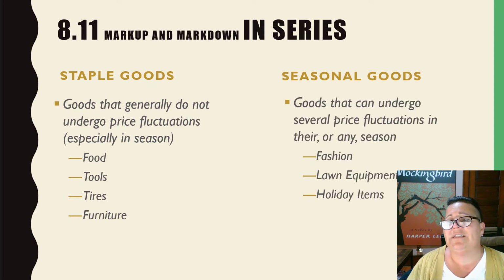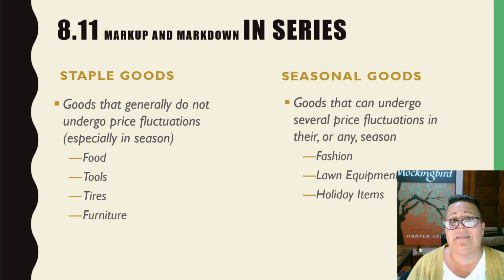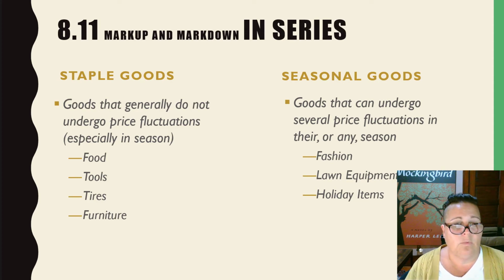Seasonal goods are goods that can undergo a whole bunch of price fluctuations. An idea of these is strawberries, for example, which comes to mind right away, right? There's a season for strawberries or apples, or what else has a season? Sweaters, swimsuits. So fashion items, oftentimes equipment for outdoors like your lawn, the snowblower, etc. Holiday items around each and every holiday.